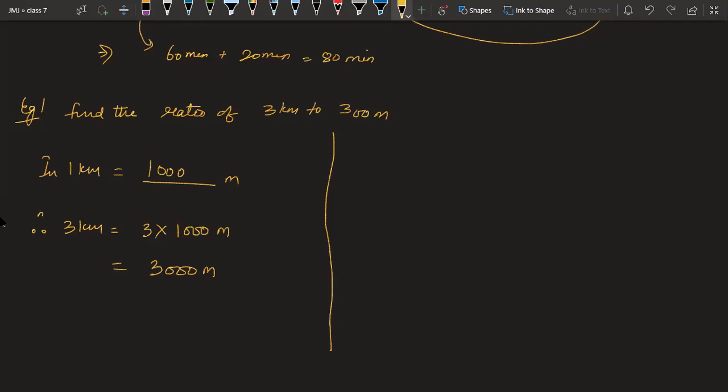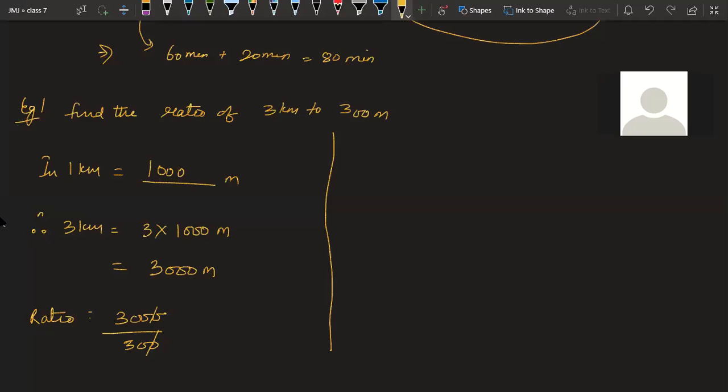So now we have got both the quantities in meters. Now we can find the ratio. So the ratio will be given by 3,000 upon 300. They both are of same unit. 0 0 cancel, 0 0 cancel. 3 ones are 3, 3 tens are 30. Answer is 10 is to 1. This is the ratio.